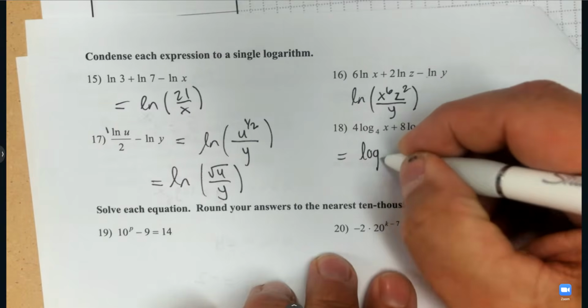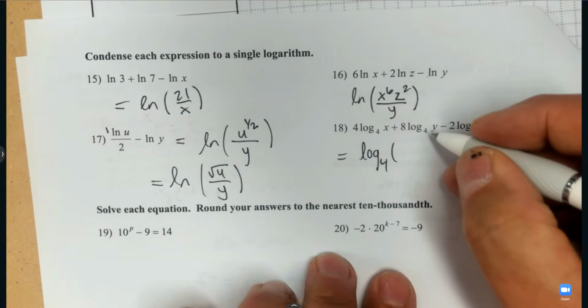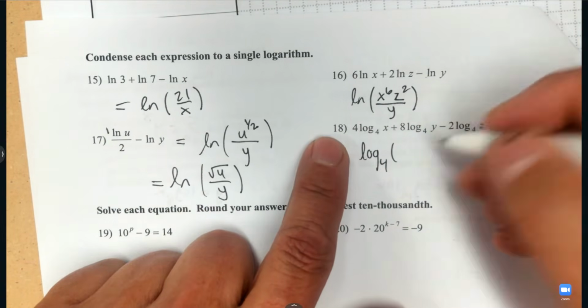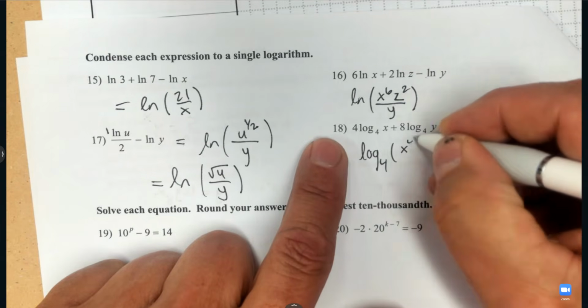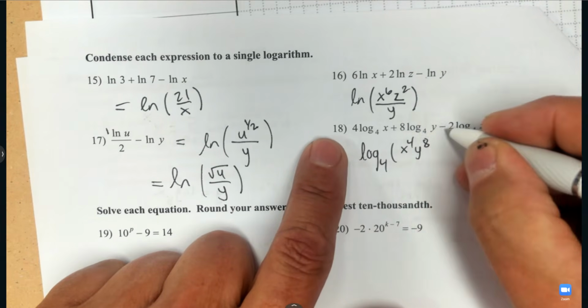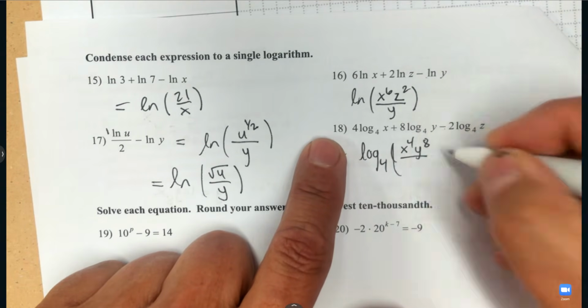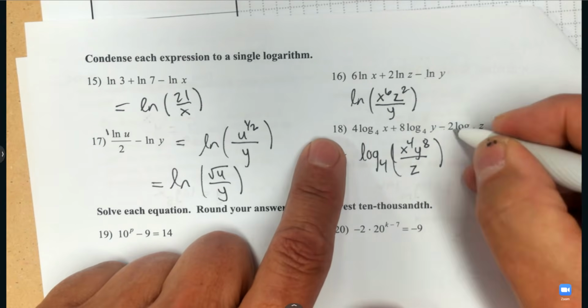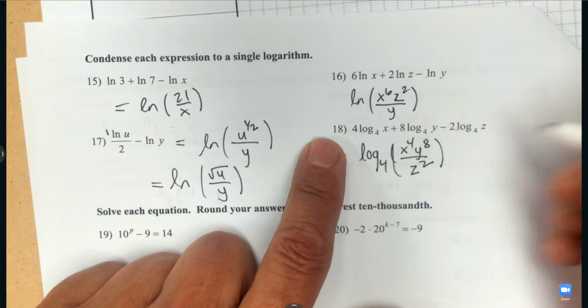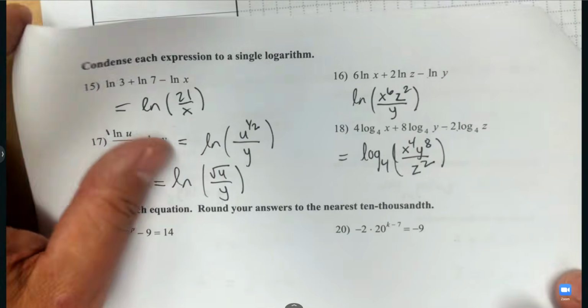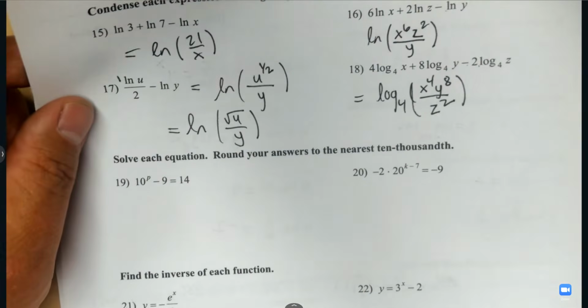So again, one logarithm. So adding means we're going to multiply it. So it's x to the 4th times y to the 8. Subtracting means dividing. So in the denominator will be z to the exponent 2. I know my z's and 2's look a lot alike.